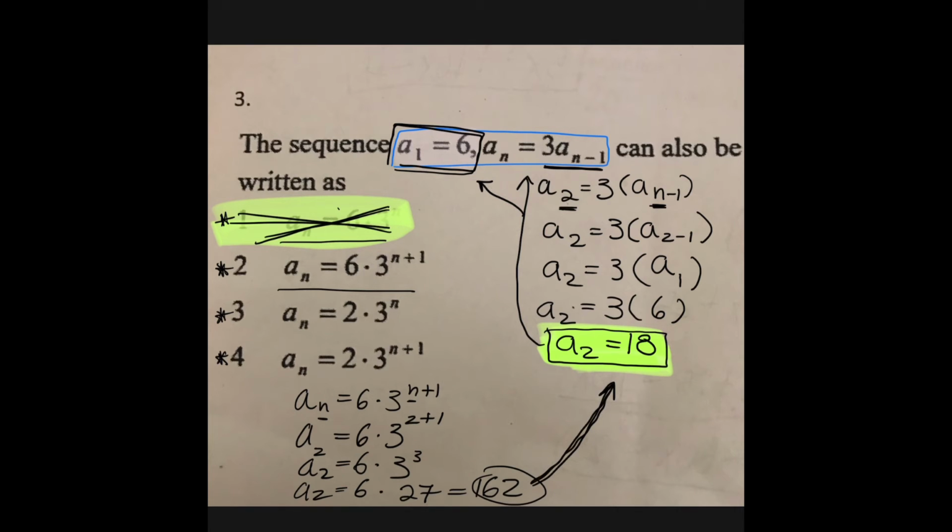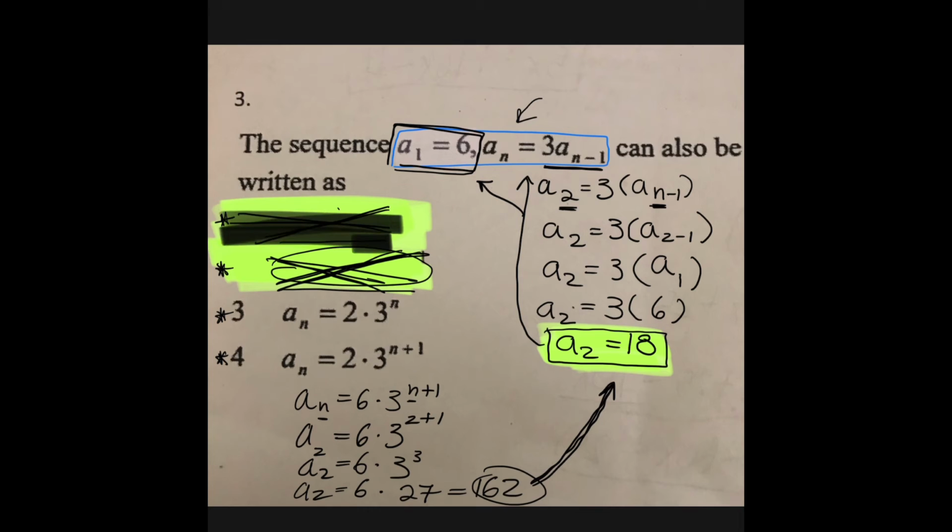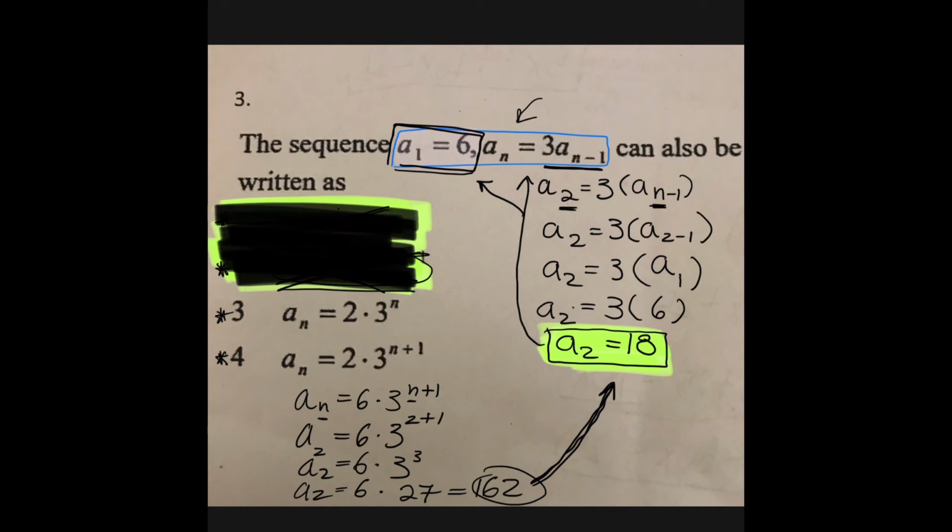162 is nowhere near 18. We know that this second formula then is also not going to get us the same terms as the formula that we have here. So that one we could X off as incorrect also. Alright. So let's try out the third formula.